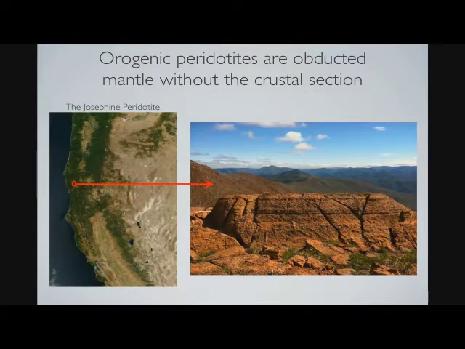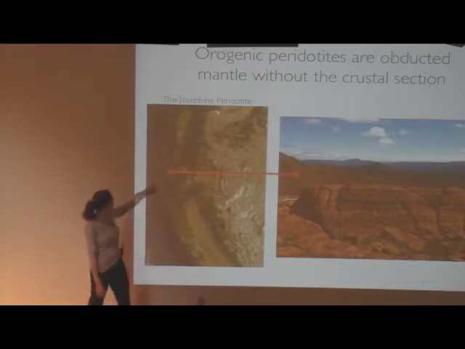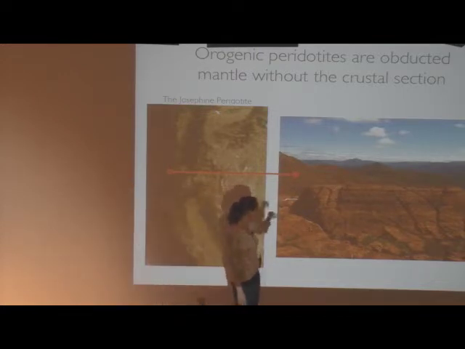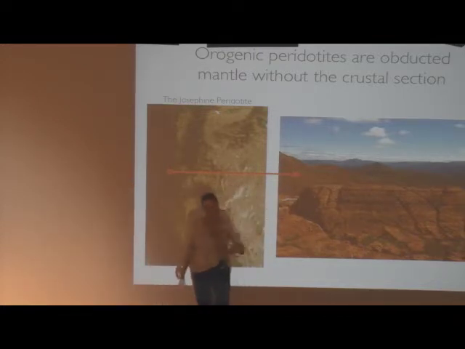The other places where we have peridotite obducted on land, but we don't have the associated crust. So we have less structural information in this context. So this is an example. We are down here at the moment in Berkeley. And this is the California-Oregon border. And this is the Josephine peridotite up here. So this is an example of these samples in the field. This is actually peridotite that you're looking at.